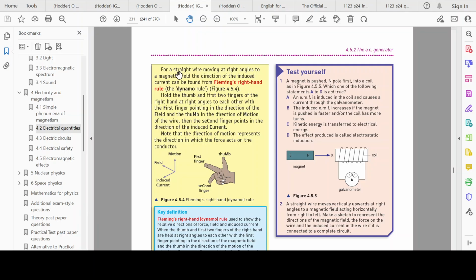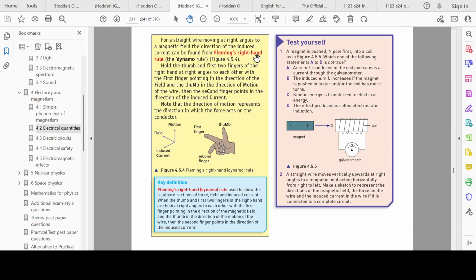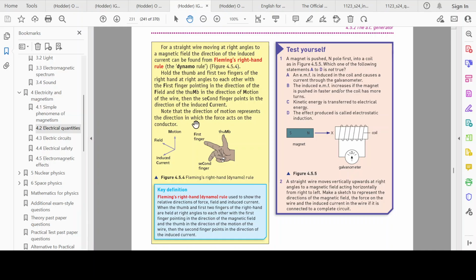So for a straight wire moving at right angles to a magnetic field, the direction of the induced current can be found by Fleming's right hand rule. Now they've given the illustration over here, and it's also called the dynamo rule. So what they're doing is holding the thumb and the first two fingers of the right hand at right angles. By the way, this is part of your IGCSE, even though it's extended. For the O level, Fleming's right hand rule is not part of the syllabus. It's given in the text, but it's a going-further thing.